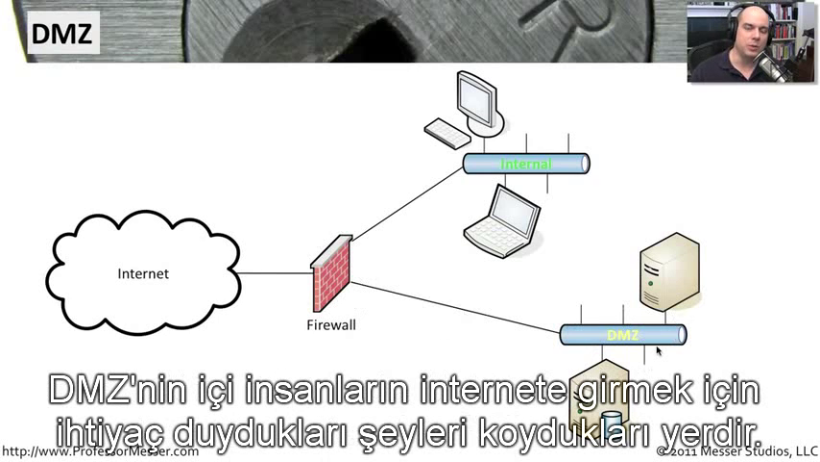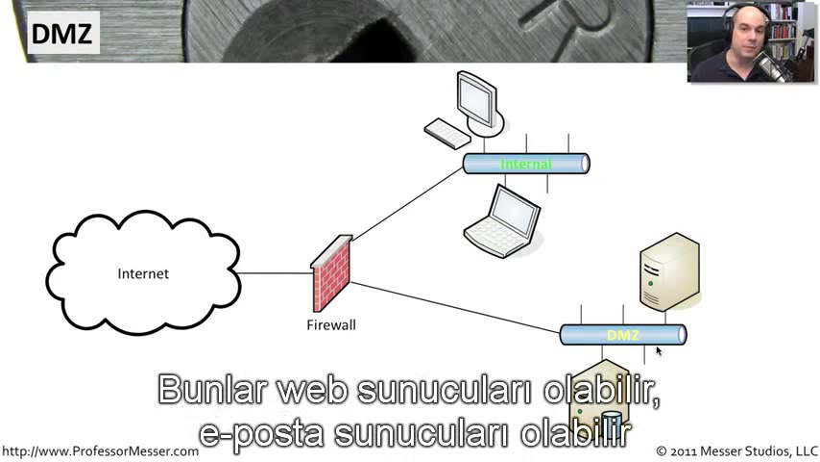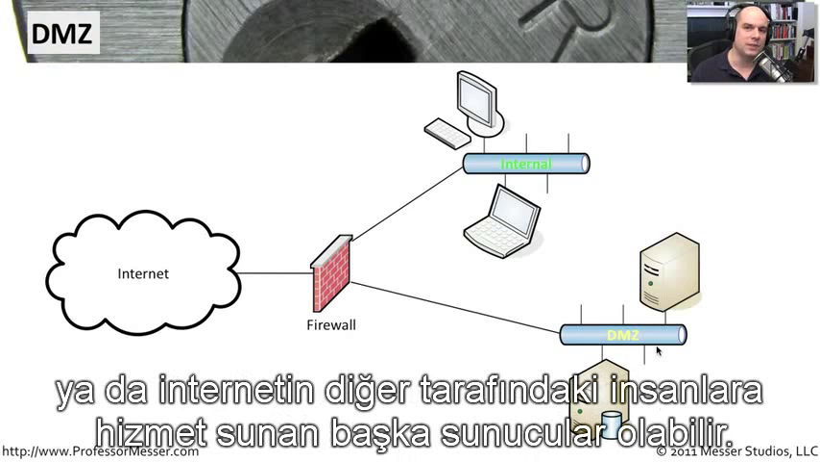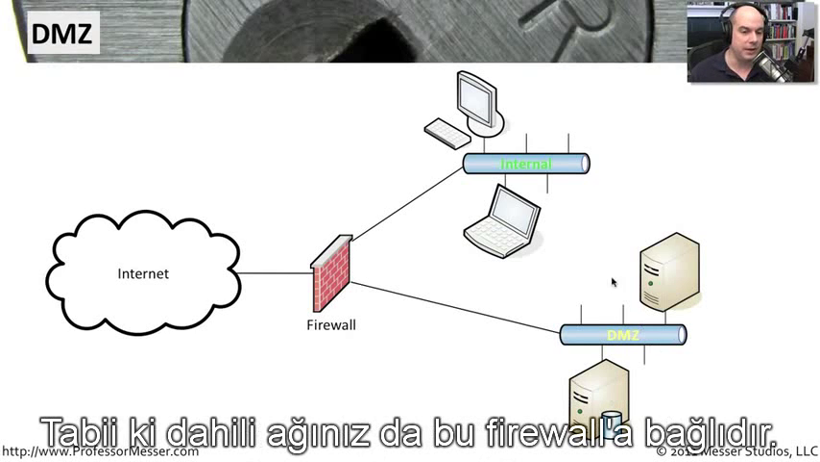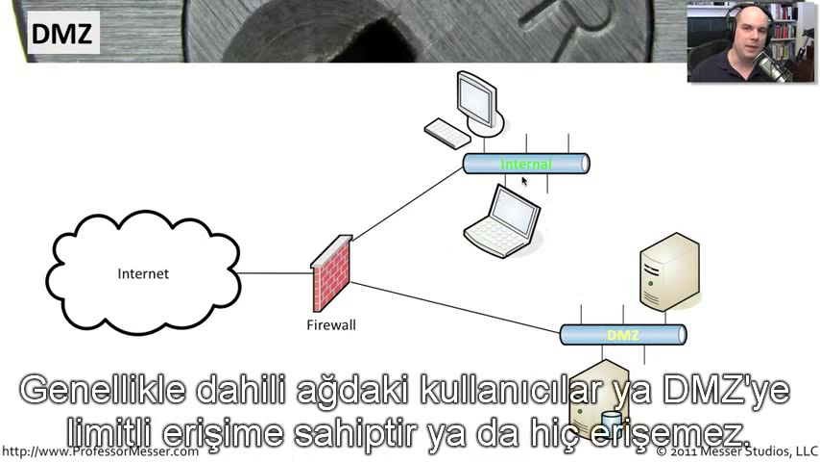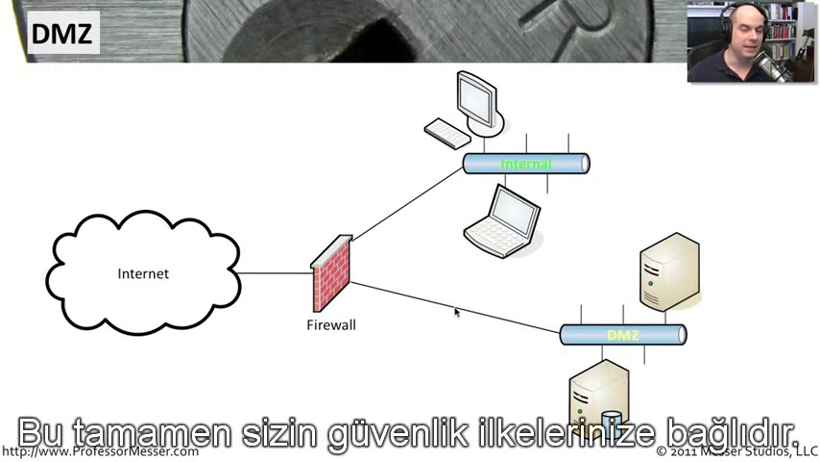In the DMZ is where you would put things that people need to access from the internet. These might be web servers, they might be email servers, they might be other types of services you're providing to people who are out on the internet side. And obviously, since your internal network is also connecting through this firewall, generally people on the inside do have limited access to the DMZ, although sometimes they have no access to the DMZ. It's completely up to you and your security policies.